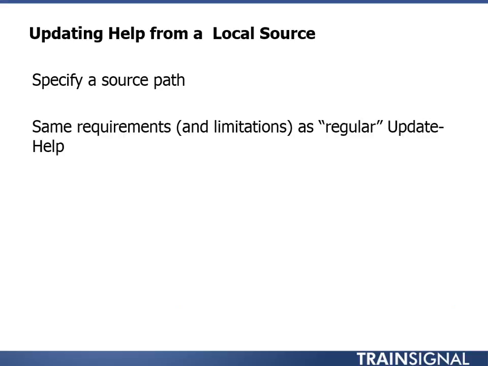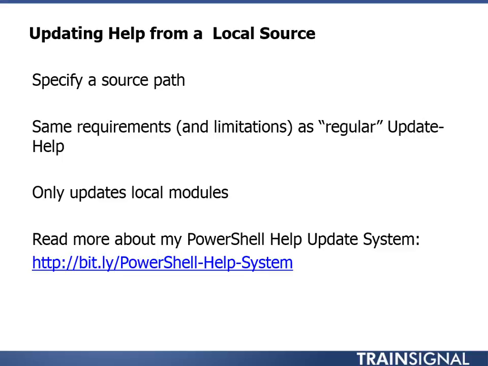So the next step becomes updating help from that local source. I'm going to use a cmdlet, Update-Help, and I'm going to specify the source path. Again, same requirements and limitations. This only updates modules that are on my machine. So if I have, let's say, a Windows 7 box with PowerShell version 3, I can still do Update-Help. Even though my source may have help files for Windows 2012 modules and lots of other things, it's only going to update help for what it sees on my computer, but it'll use the files in that network share.